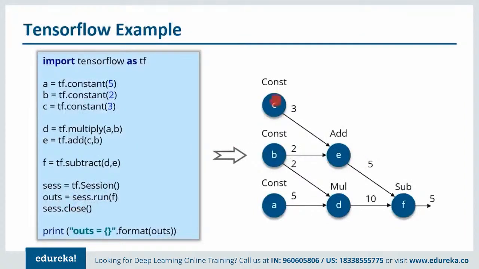So we have 3 constant nodes, C, B, A. A contains the value 5, B contains 2, and similarly C contains 3. First we add C and B, then we add B and A. Then we get 2 other nodes, that is E and D. And then from E and D, we are going to subtract both of them, and then we get the final output. Now let me go ahead and execute this practically in my PyCharm.